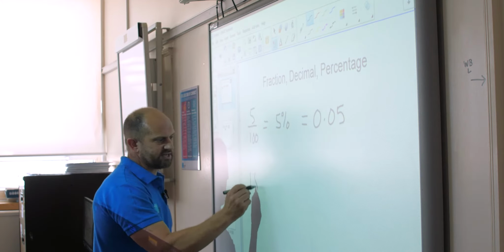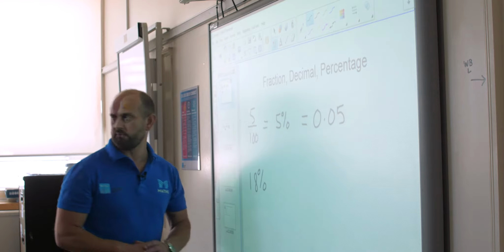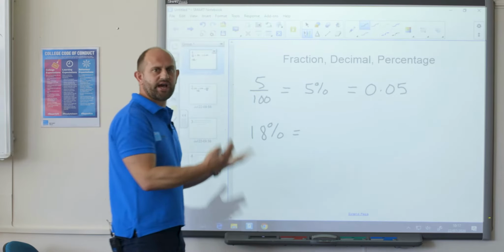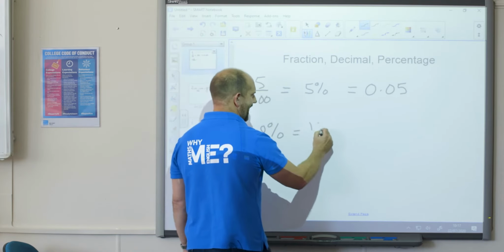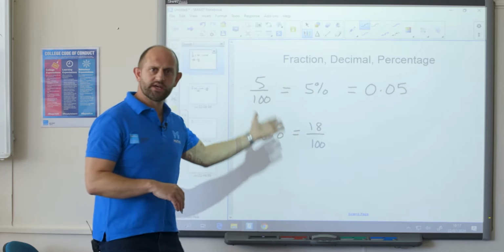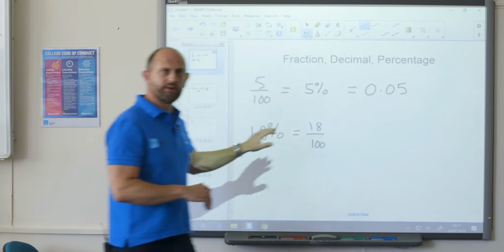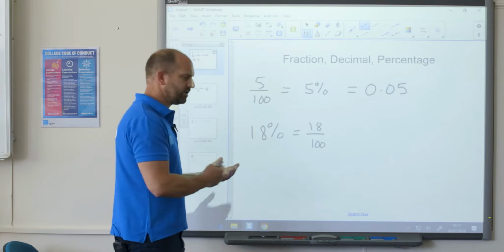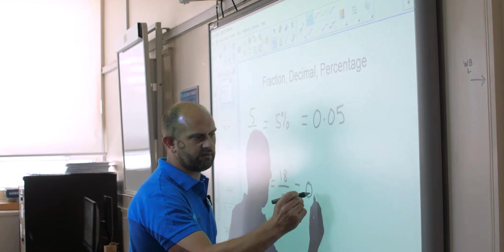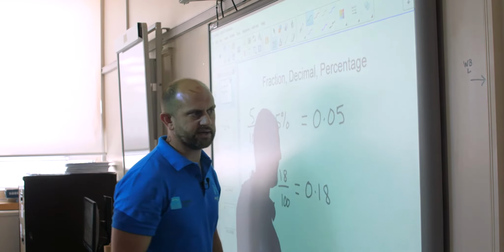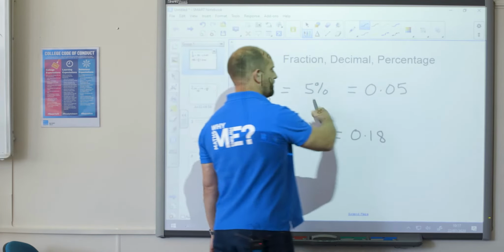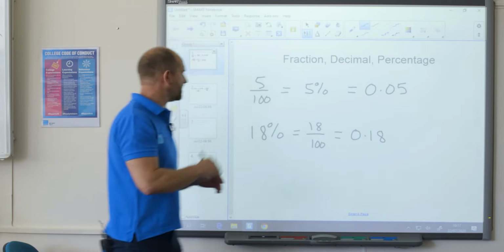If we have a look at 18% as another number, to turn that into a fraction, remember percentage means out of 100, so I can do 18 over 100. Now obviously at this point I could cancel that fraction down to give me 9 over 50, but I don't need to for the purposes we're doing here. And that then is the same as 0.18. Okay? So now we've looked at how we go from a fraction to a percentage, from a percentage to a decimal, and vice versa.